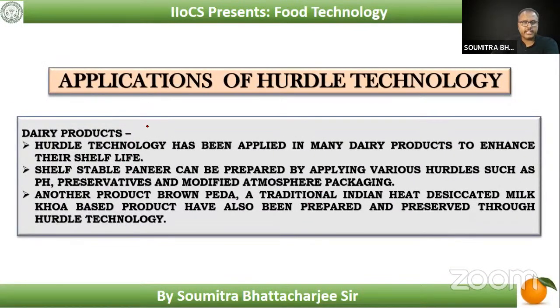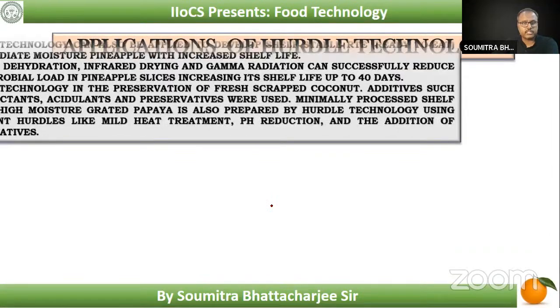It can be used in dairy technology. In order to enhance the shelf life of any kind of food products, hurdle technology can be used to enhance the shelf life of the product itself. Even shelf stable paneer, that means we are enhancing the shelf life, so shelf stable paneer can be prepared. Another product, the brown peda, a traditional Indian heat desiccated milk khoa, khoa kheer, kind of the other product, it can also be produced via this hurdle technology itself.